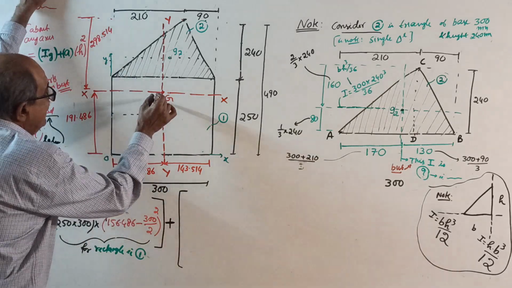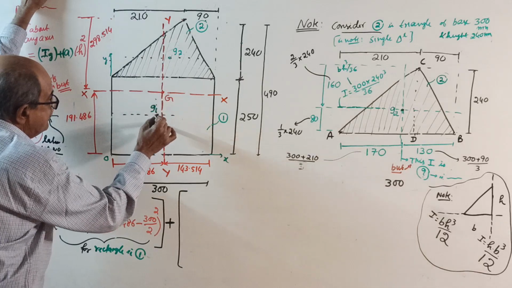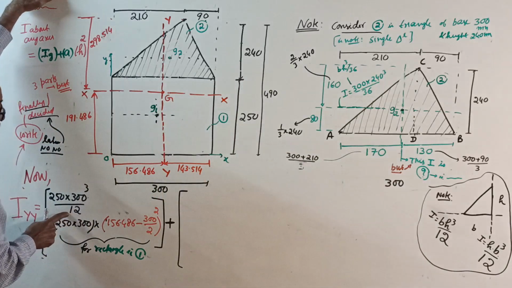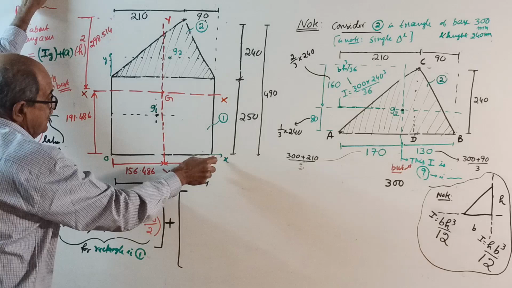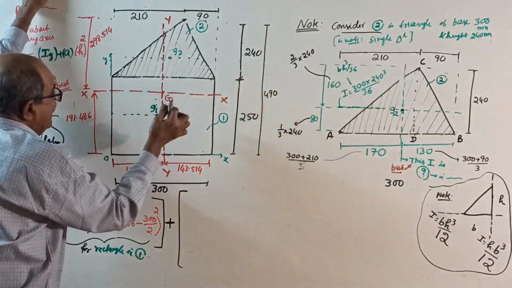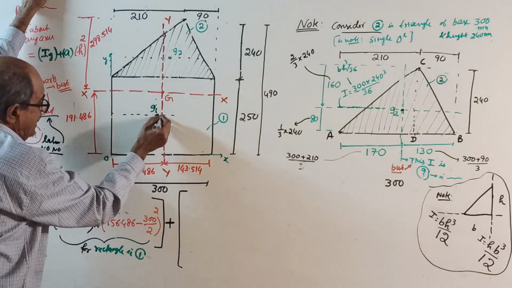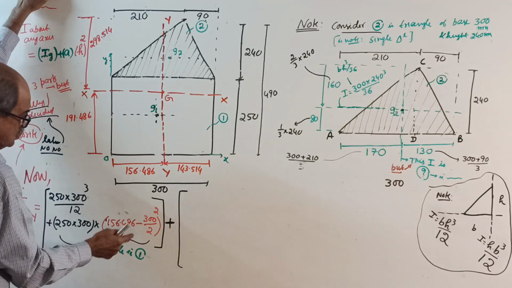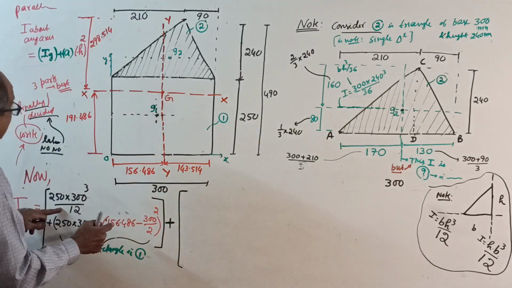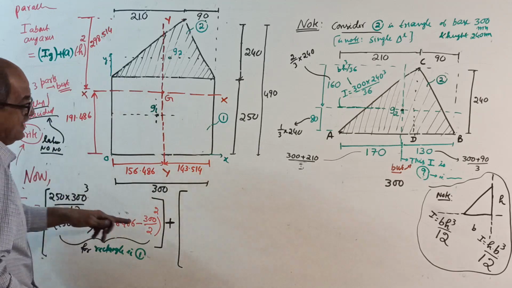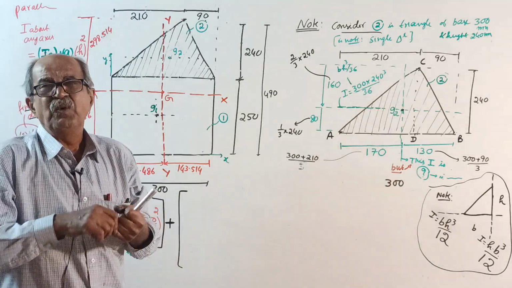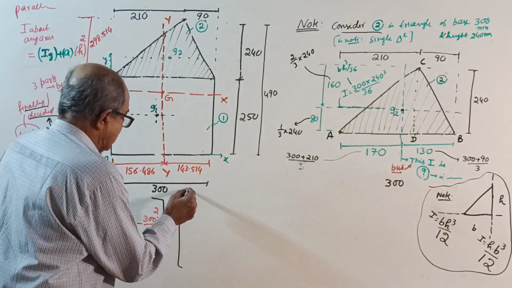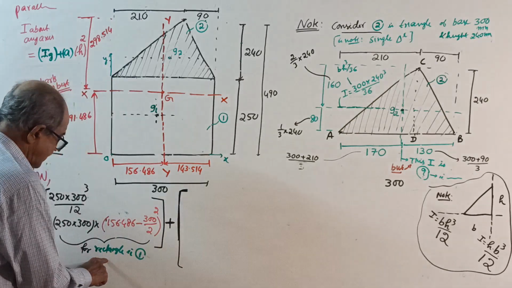See here, I about its own centroidal axis: 250 into 300 cube divided by 12, plus area, 300 into 250 is the area, into this distance square, 156.486 minus 300 by 2 whole square. Ig plus Ah square. This is already done 7-8 times now, a waste of time. Okay. Now the most critical part. This is for rectangle 1.